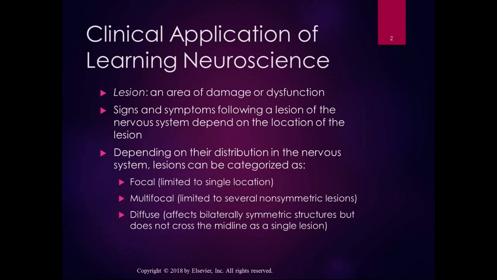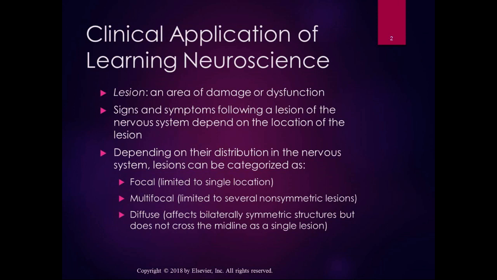So depending on the distribution of lesions in the nervous system, lesions can be categorized as either focal, which is a lesion that's limited to a single location, or multifocal, which is several non-symmetrical lesions. It's not all over the place, but they're non-symmetrical lesions, more than one. Or diffuse, which affects bilaterally symmetric structures, but doesn't cross the midline as a single lesion.